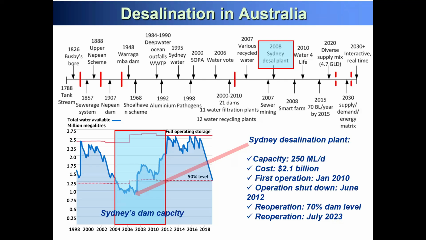Okay, this is the history of the seawater desalination plant. We need to design a seawater desalination plant. Now, how much are we producing? This is normal, none.